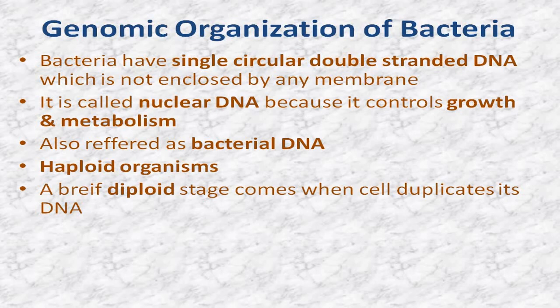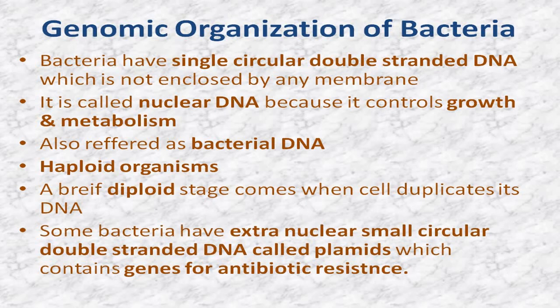But during reproduction, there is a brief stage at which they are diploid, meaning they have 2 chromosomes, or their DNA is duplicated at that stage. Some bacteria also have extranuclear small circular double-stranded DNA, which is called plasmid, and plasmid contains genes for antibiotic resistance.